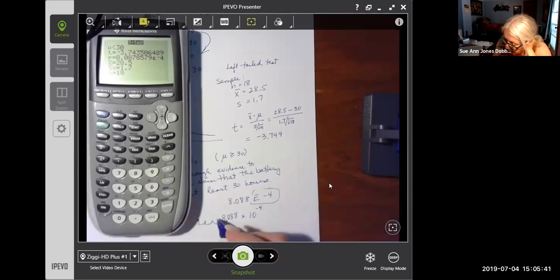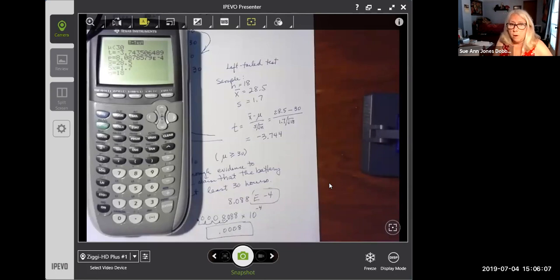And where you went 1, 2, 3, 4, you fill in the blank ones with zeros. So notice there's 3 zeros, one less than this number. So the actual p-value here is 0.0008. Normally we have that as a 4-digit number. Okay? So that's the p-value.